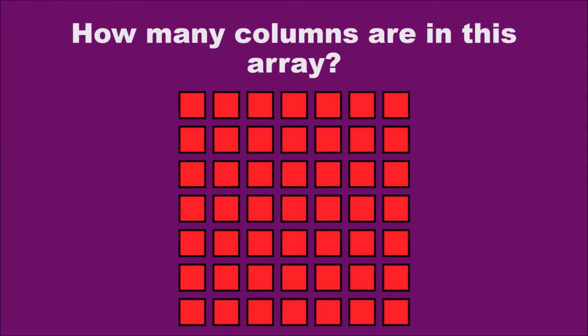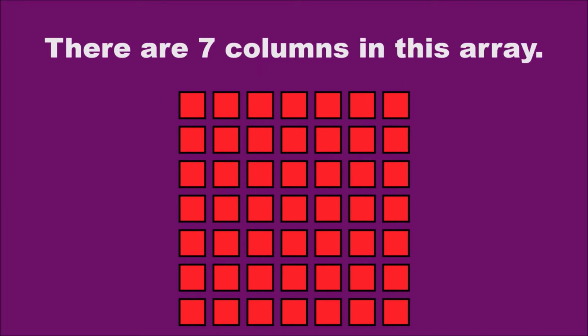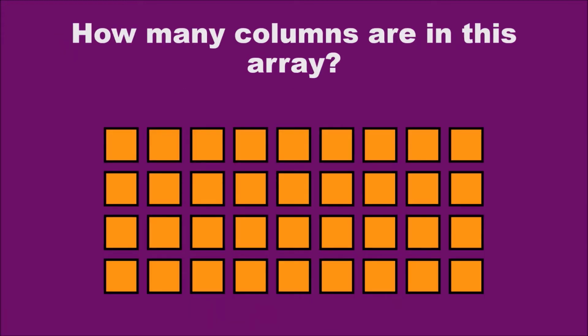How many columns are in this array? Write your answer down. There are 1, 2, 3, 4, 5, 6, 7 columns. Do you notice how my line goes up and down this time? There are 7 columns in this array.